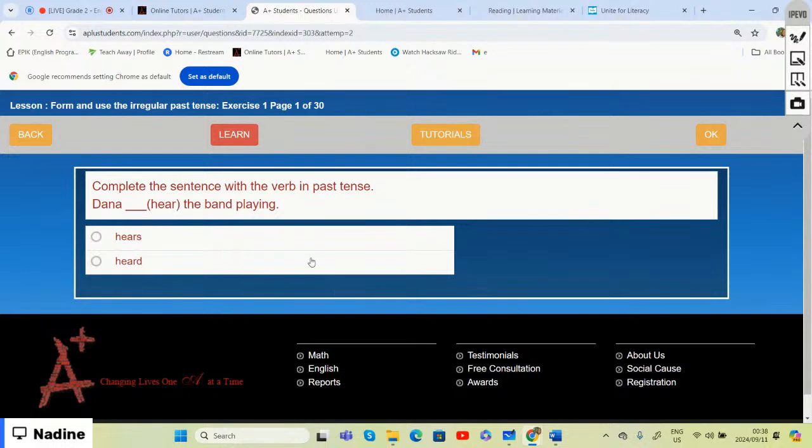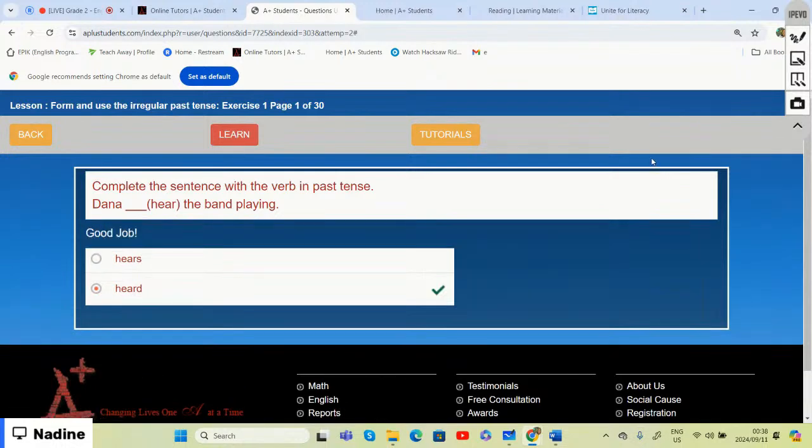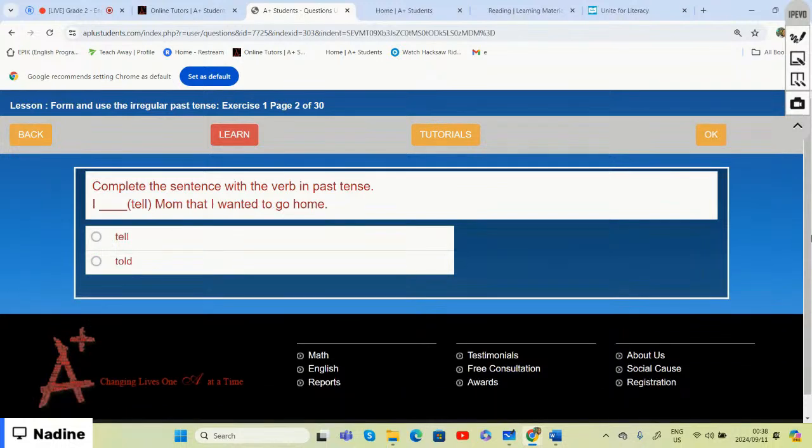All right. And if we were to choose our correct option, then yes, option two is correct because in the past we say Dana heard the band playing. So well done. Heard is correct.